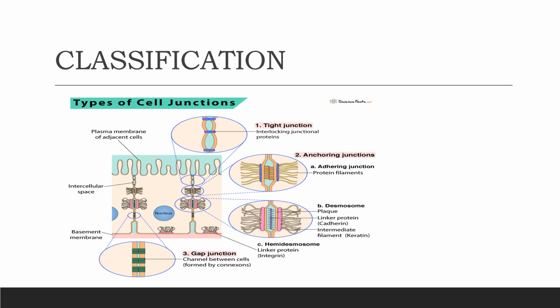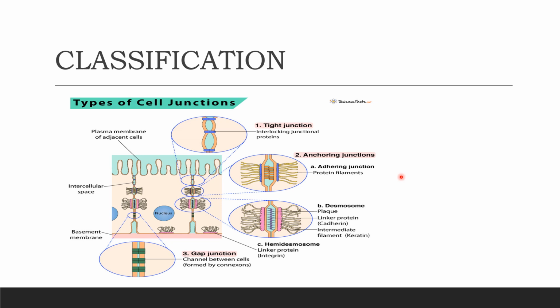Now we'll be dealing with the classification. Basically, intercellular junctions have been divided broadly into two. One is junctions that tie the cells together, and the other is junctions that allow the transfer of ions and small molecules. The junctions that tie the cells together are further divided into tight junctions and anchoring junctions. The anchoring junctions are further divided into cell to cell anchoring junctions and cell to basal lamina anchoring junctions.